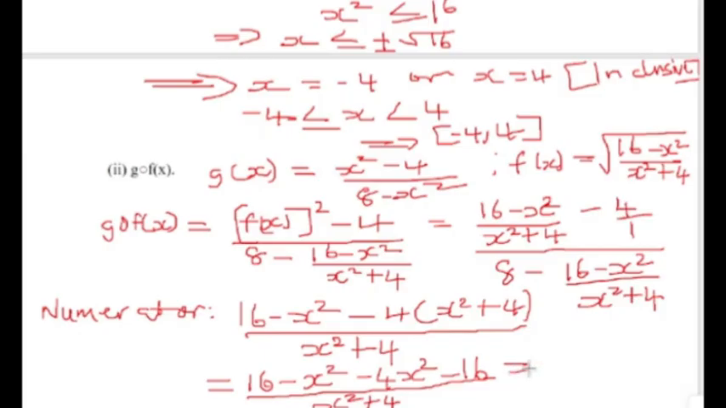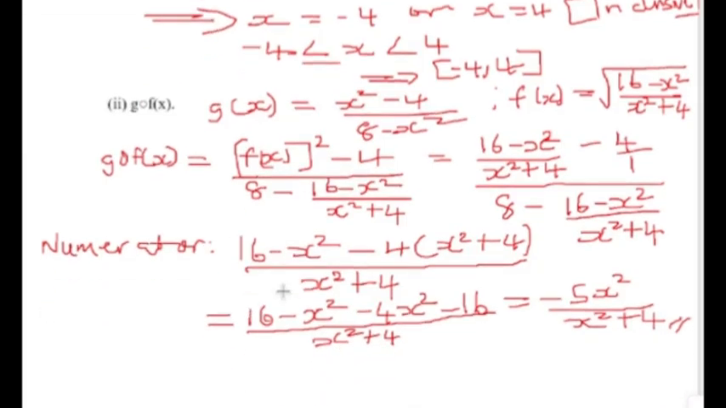So this gives us 16 minus 16 is 0, minus x squared, minus 4x squared gives us minus 5x squared divided by that denominator. So that gives us x squared plus 4. Okay, so that's good.